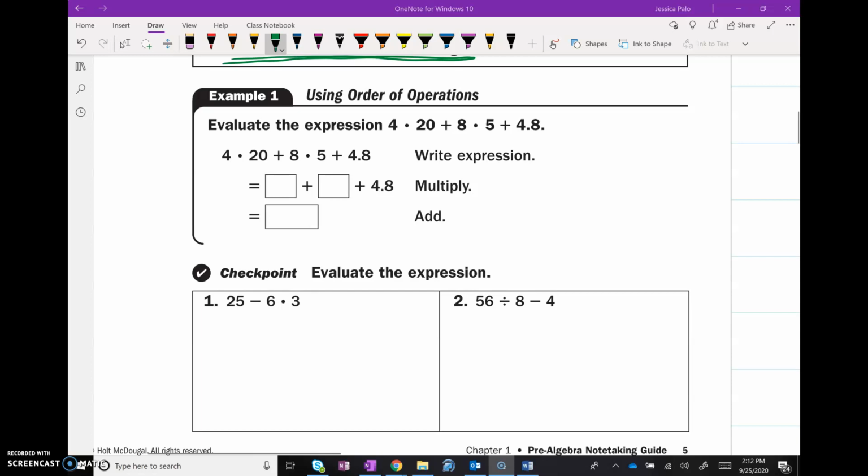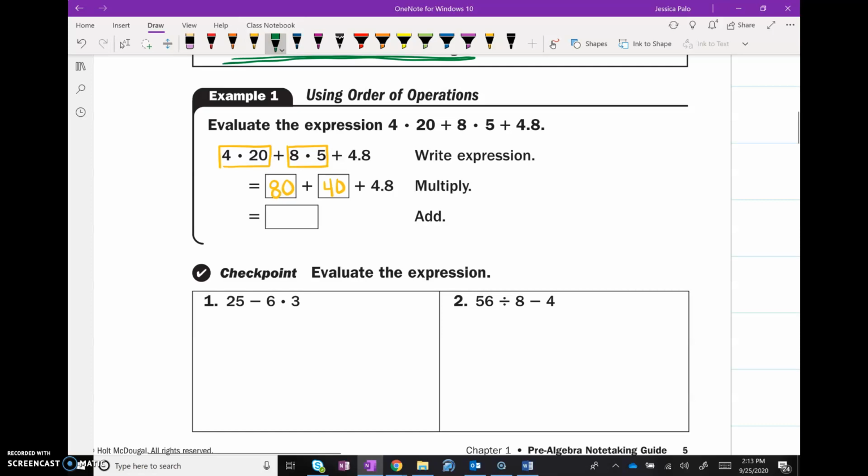Starting on the left, I notice that we have multiplication right here, 4 times 20, which equals 80. As I continue to the right, I find more multiplication, 8 times 5, which equals 40. Moving down to the next step, we have no more multiplication and no more division, so we are going to move on to addition and subtraction.